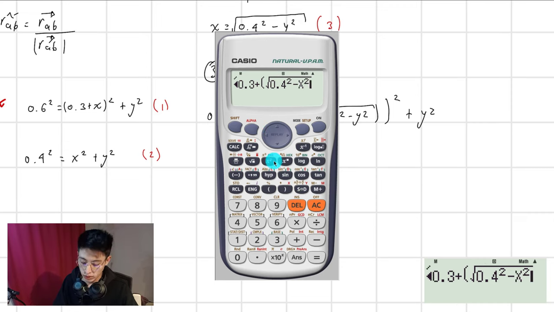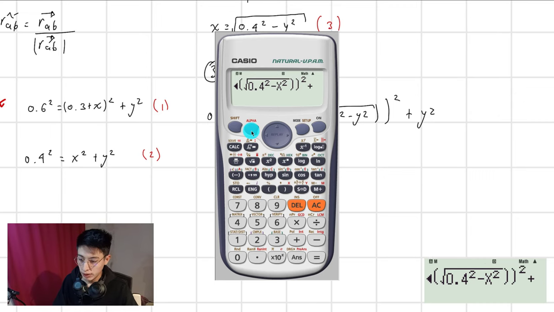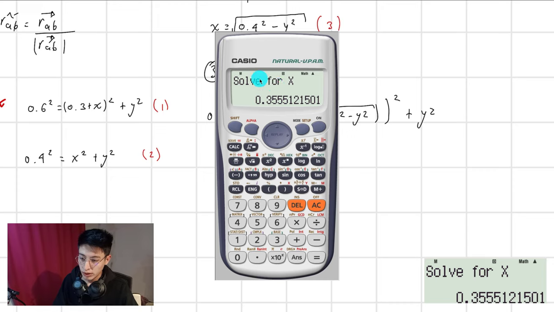So square, close parentheses, close it once again, square plus, once again, x square. Shift, solve. Yes, I want to solve it for x. As you realize right here, it is showing a number.